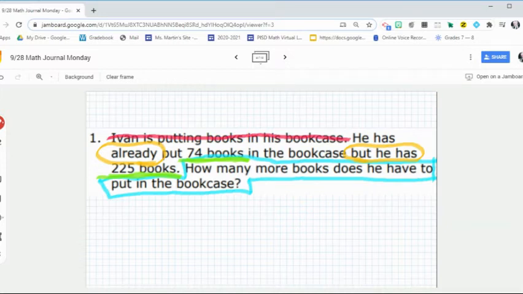All right. So this step you're not going to have to do on your problems, but I'm just going to complete this and show you how this works. So he has already put 74 books in the bookcase, but he does have 225 books. How many more books does he need to put on the bookcase?